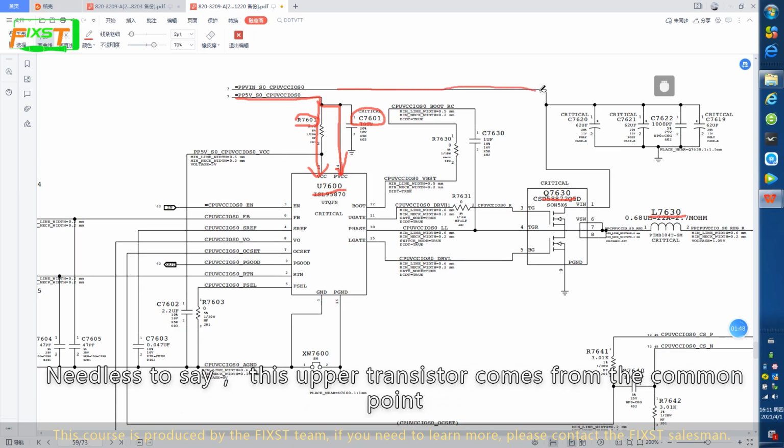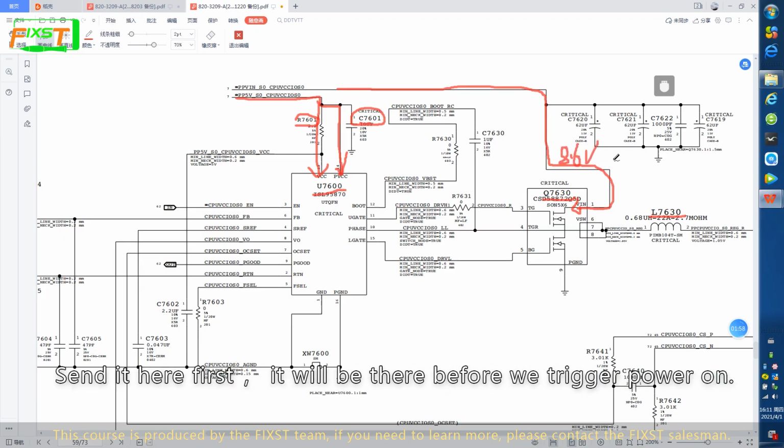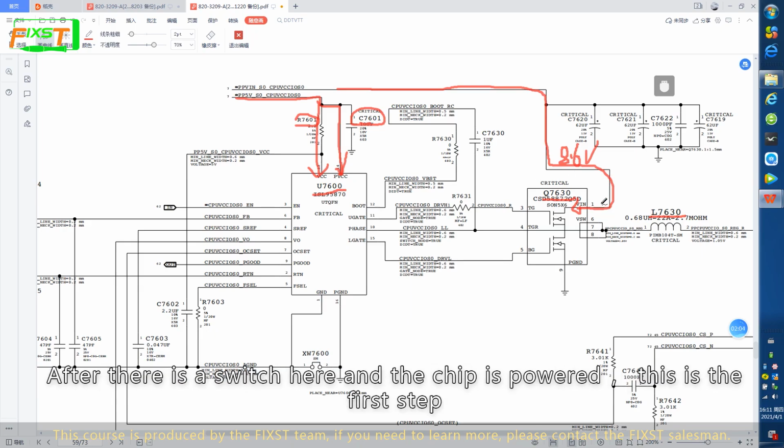Needless to say, the upper transistor comes from the common point. I also talked about the voltage of the 8.5V the last time. Send it here first. It will be there before we trigger the power on. After there is a switch here and the chip is powered, this is the first step.